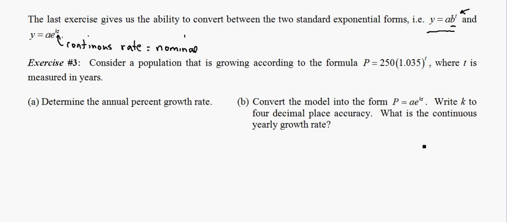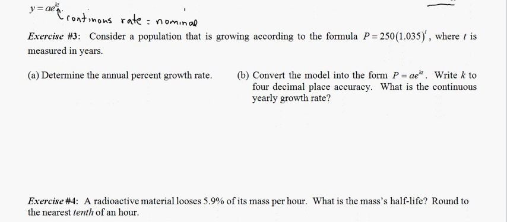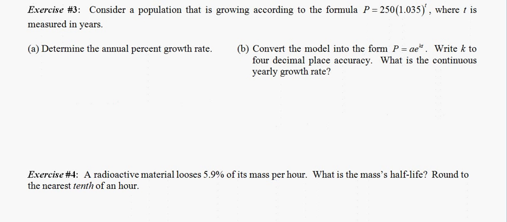So let's take a look at number 3. It says, consider a population that's growing according to this formula, 250 times 1.035 to the t, where t is measured in years. Never trust the amount of space I give you to do a problem. Sometimes it's just the way the worksheet works out. Letter A says, determine the annual percentage growth rate. Now, since they don't say nominal or effective, they're talking about effective. If we leave nominal or effective out, we're talking effective. If this seems very easy to you, it's because it is. Pause the video now, though, and think about it for a second if you don't know the right answer right off the top of your head.